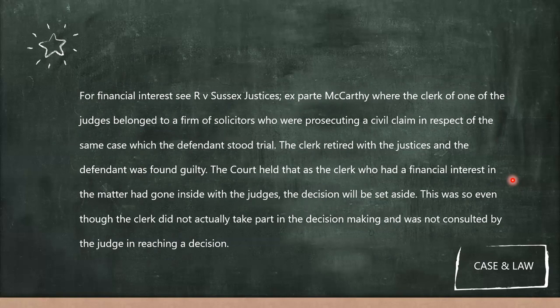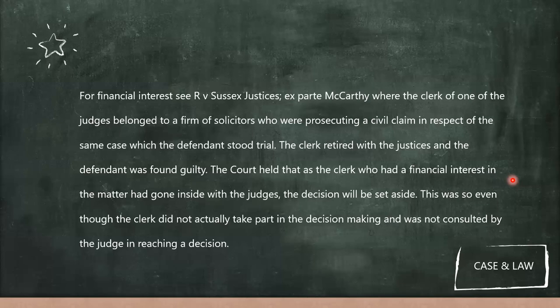So you see here, the assumption was that the clerk who had a financial interest in the company may have swayed the judges in a way, or may have tried to speak to the judges, to convince them that they should look at the matter in one way or the other. And this is even more striking, because here it says that this was so, even though the clerk did not actually take part in the decision making and was not consulted by the judges. So you see how serious this is.